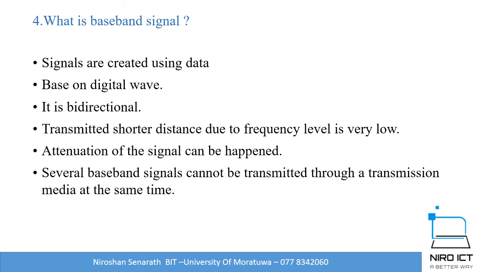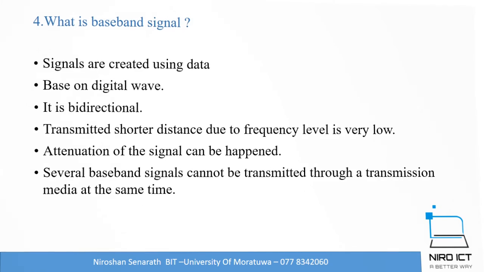Several baseband signals cannot be transmitted through a transmission media at the same time. But with analog signals, we can do the multiplexing part there. That means several baseband signals we cannot transmit like that, because if you are transmitting one digital data, you want high bandwidth and high capacity. And when you are trying to transmit a few baseband signals at the same time, you cannot do it. But analog signals we can. That's why we say several baseband signals cannot be transmitted through a transmission media at the same time. Important to remember that one.